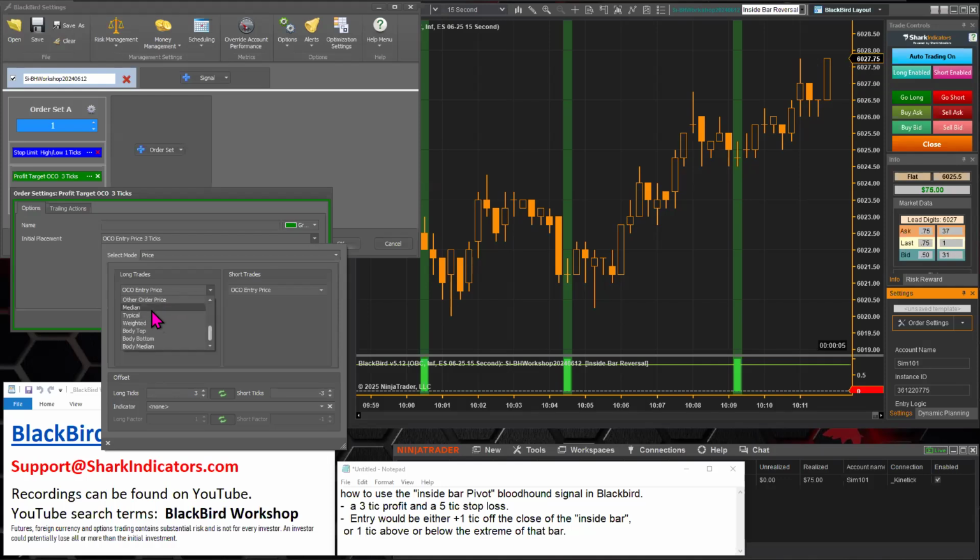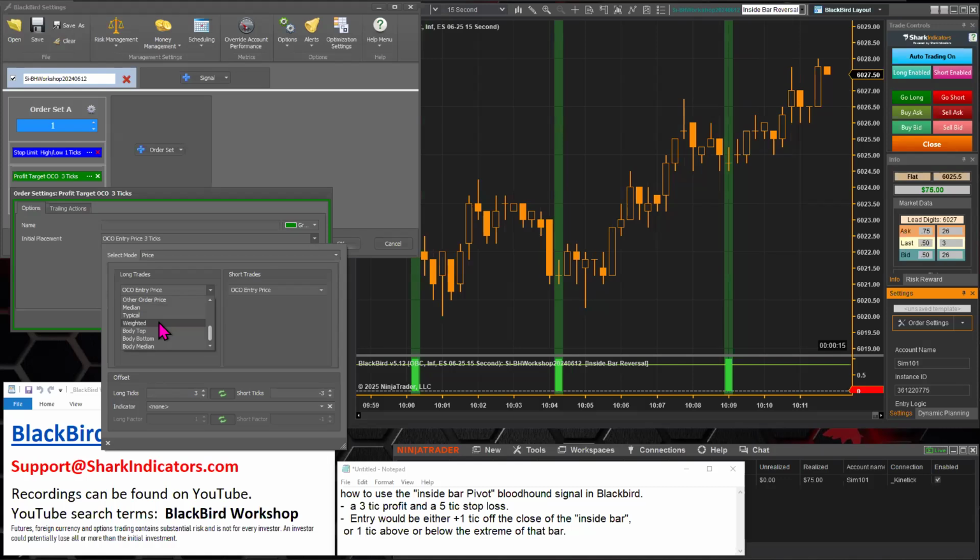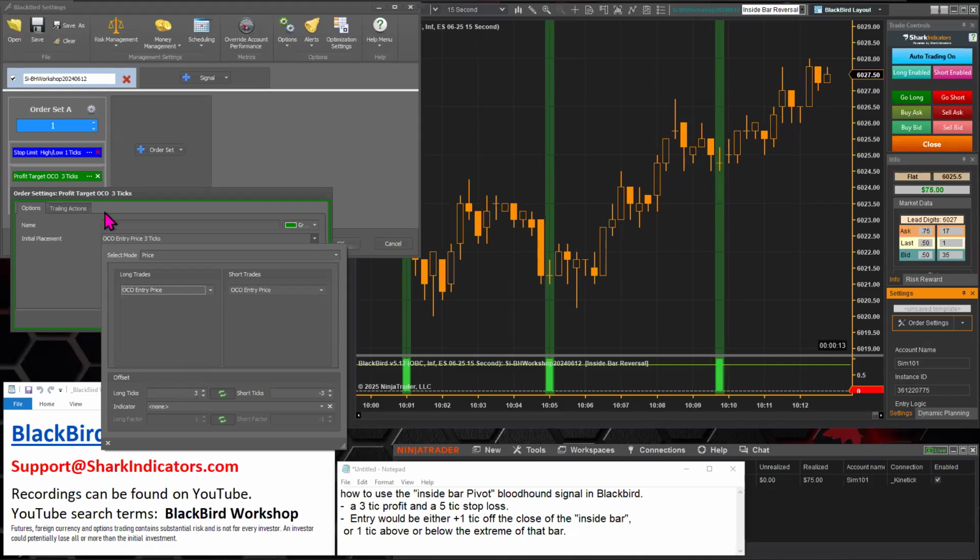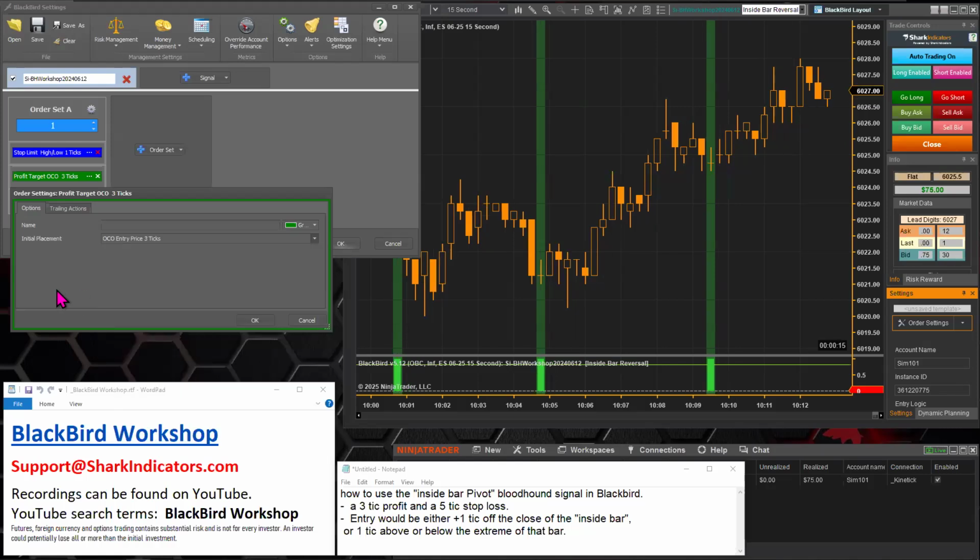And some of the other lesser known NinjaTrader bar prices, such as the median, the typical and weighted, and you have the body top, body bottom, you have all of those. But exit orders are typically based off of the entry price. So for your exit orders, it's just a matter of using the offset like so, or if you want to use an ATR based profit target, probably the easiest thing to do is switch to an ATR.